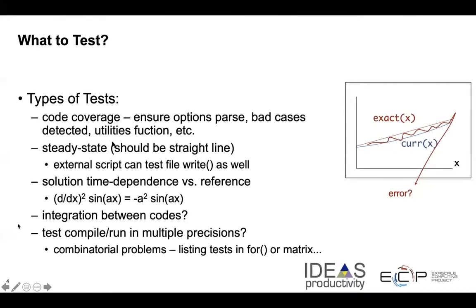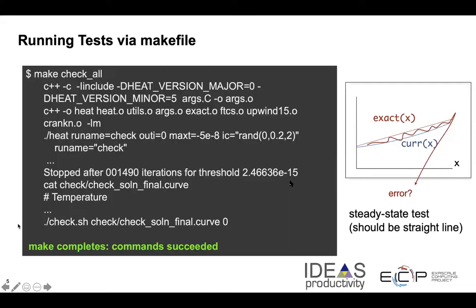There are further areas of tests that we might be interested in, such as integration between codes, or compiling and testing runs in multiple precisions. But for now, let's just do the simple kinds of tests, which are looking at our steady state solution. If you write these tests into a makefile, then you can create something like a make check-all, where check-all will only succeed once it's run all of its test targets. That's what's in there presently. And if make completes, the commands succeed, because the way make works, if something returns non-zero, then make aborts with an error and the entire make command returns non-zero.